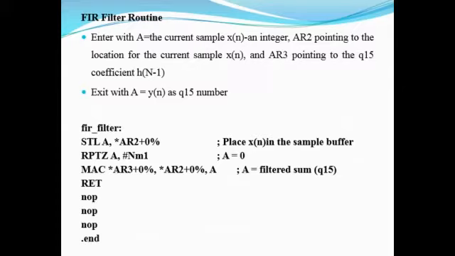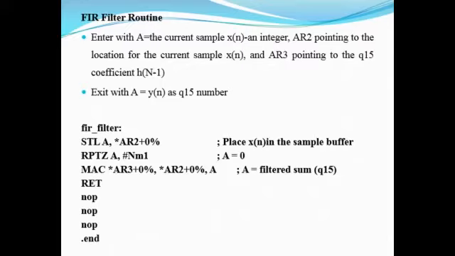And y of n is the output, which is again a Q15 number. This result y of n will be stored in A, that is the accumulator. If I want to write a FIR filter routine, I'll just name it FIR filter with a label. Then we place x of n, which is a sample, in a buffer. This is what we term a sample buffer, because samples are stored in this particular buffer. And we clear the accumulator content, so A will be equal to 0.